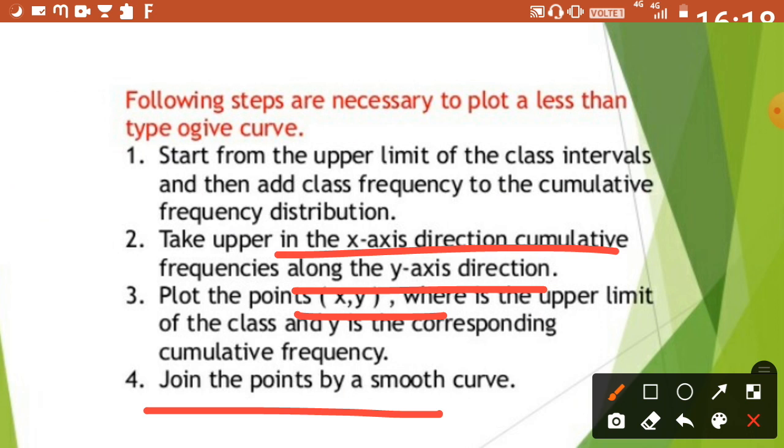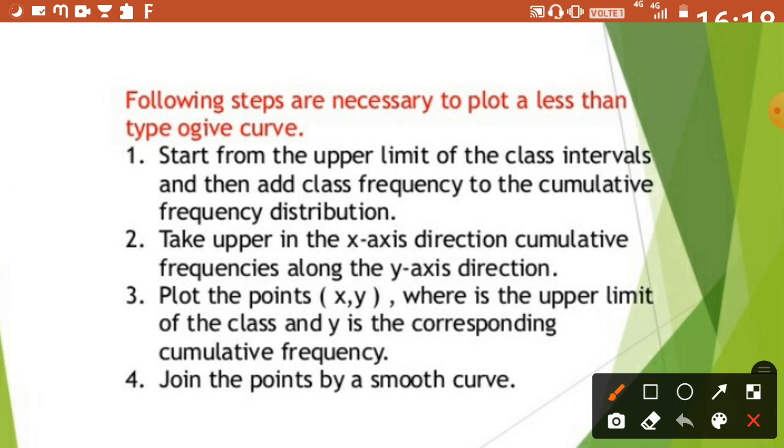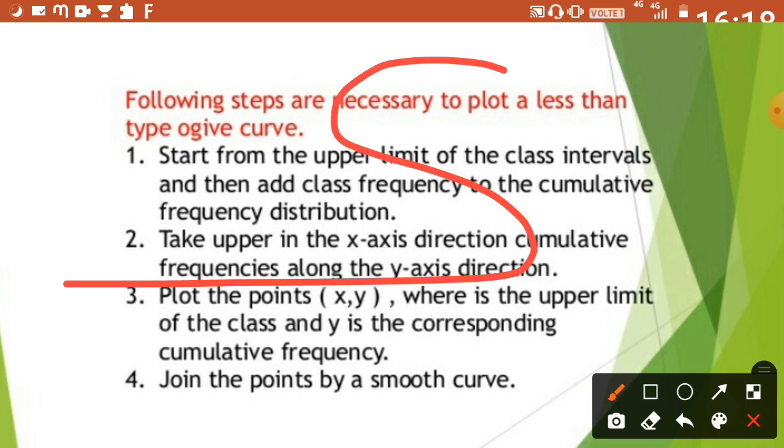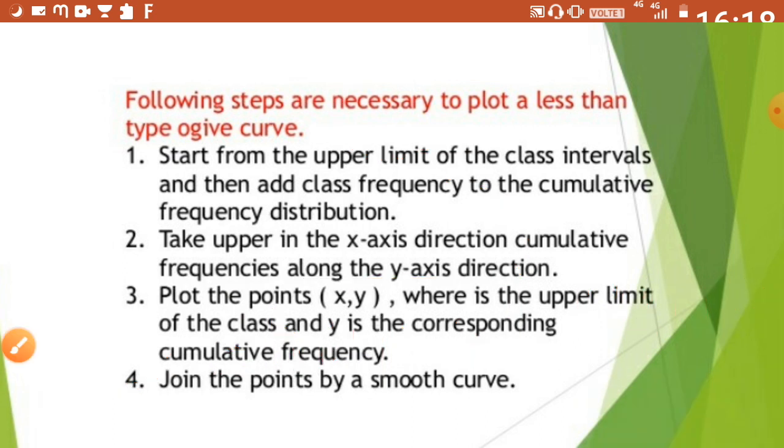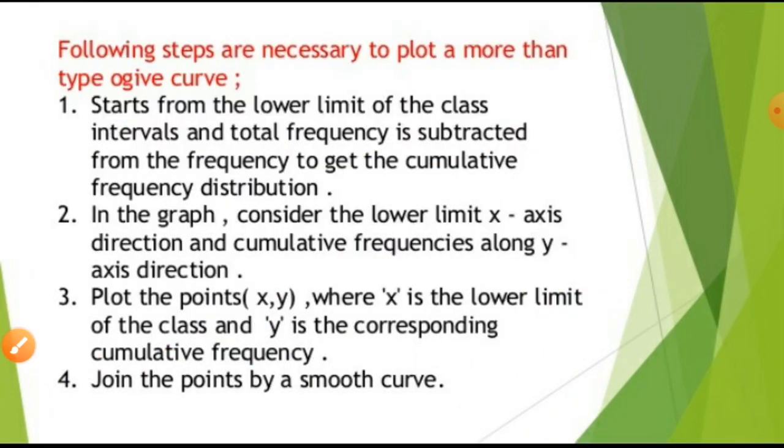Actually, your ogives present an S type of curve. It gives rise to a shape like an S structure. That's why these are also called S-shaped curves. So here it was all about your less than ogive curve. Actually there is a trick: in order to present the less than ogive curve, you have to take the upper limit.